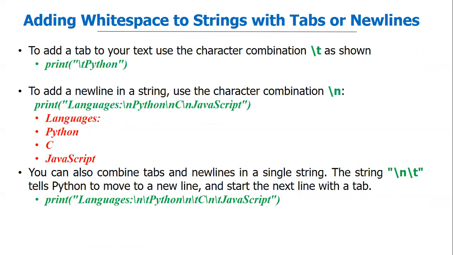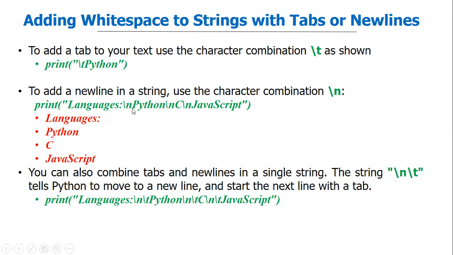you can also do something on adding white space to strings with tabs or new lines. To add a tab to your text, use the character combination backslash T as shown. So you have the print, you have your backslash T. This represents a tab. It's like you are working in your normal word processor, you introduce a tab. And you also have the new line. New line basically means Enter, move to the next line. So to add a new line in a string, use the character combination backslash N over here.